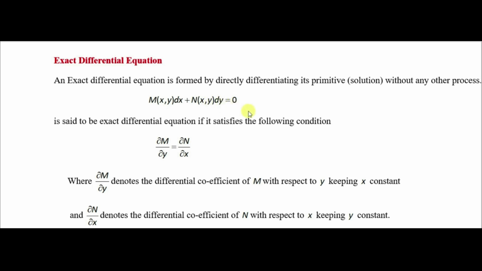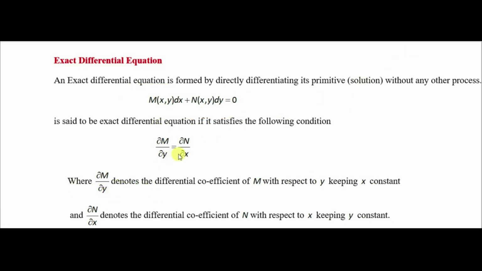So any differential equation we are given, first we have to compare it with this general equation, and we get the values of M and the values of N. Now we have to differentiate M with respect to y partially. Differentiating partially means x is constant, and we have to differentiate N with respect to x again partially, so here y is constant, where del M by del y denotes the differential coefficient of M with respect to y, keeping x constant, and the same for del N by del x.